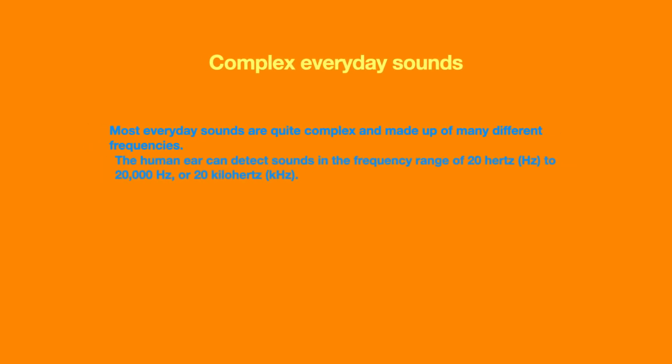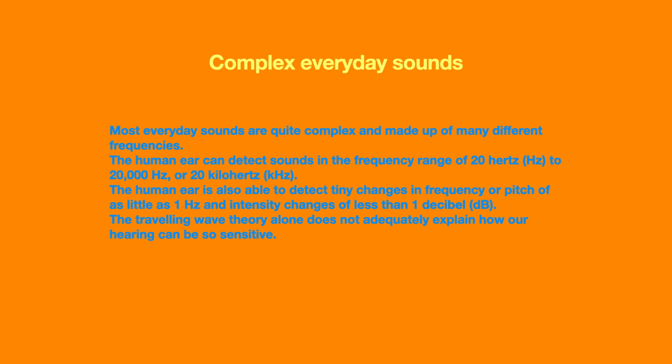Most everyday sounds are quite complex and made up of many different frequencies. The human ear can detect sounds in the frequency range of 20 Hz to 20,000 Hz or 20 kHz. The human ear is also able to detect tiny changes in frequency or pitch of as little as 1 Hz and intensity changes of less than 1 decibel. The travelling wave theory alone does not adequately explain how our hearing can be so sensitive.